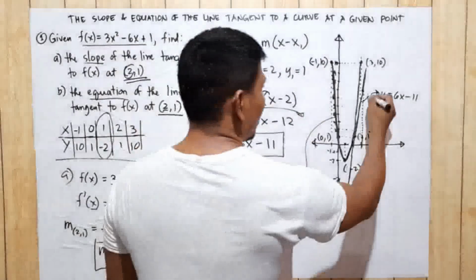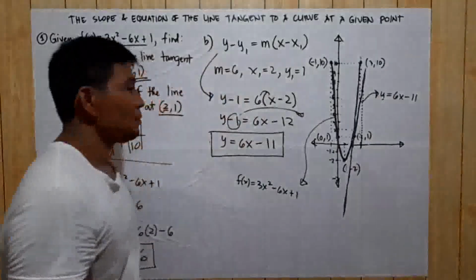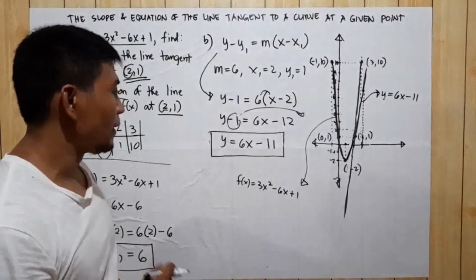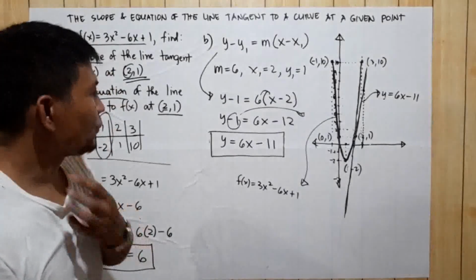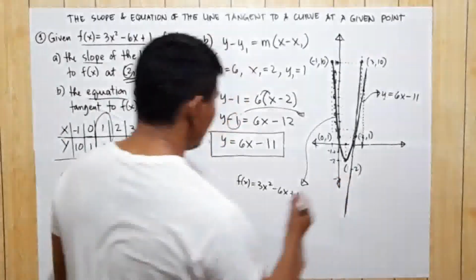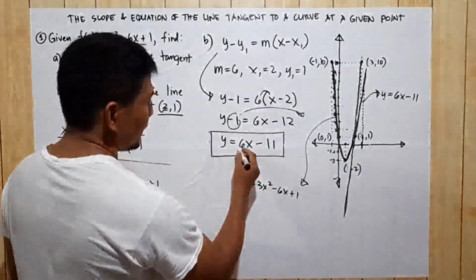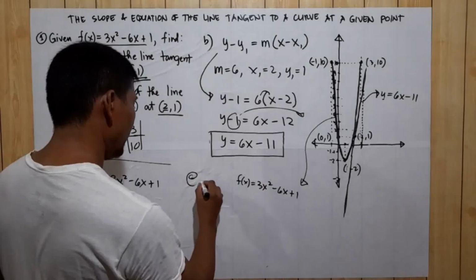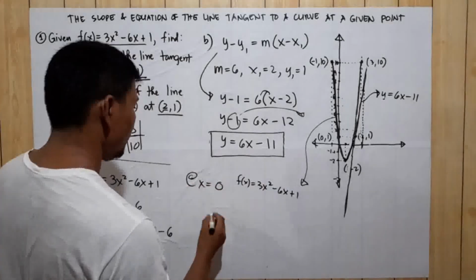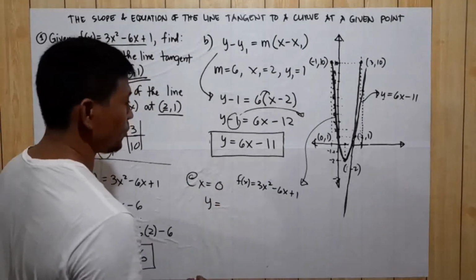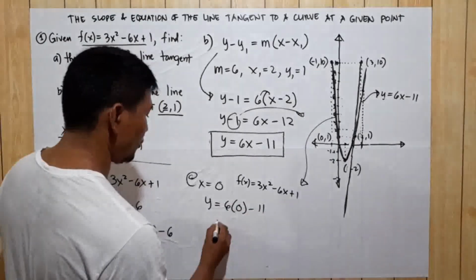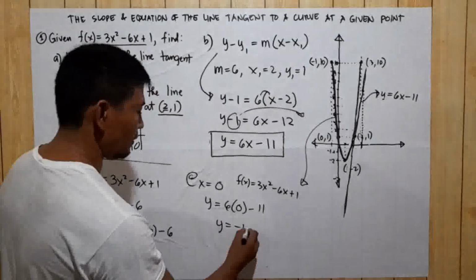Yan po yung ibig sabihin ng slope natin. Ngayon, ano naman po itong y equals 6x minus 11? So, ganito lang po yan. Pag-imagine nyo na lang po, pag kunwari itong x is equal to 0, ano po mangyari sa y natin? So, ang y po natin ay magiging 6 times 0 minus 11. Therefore, yung y po natin is negative 11.